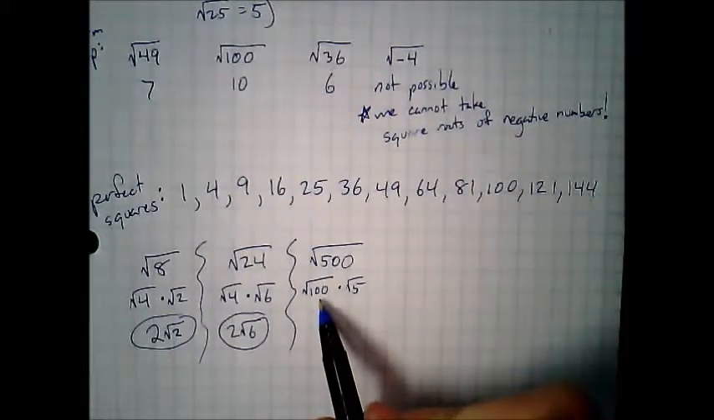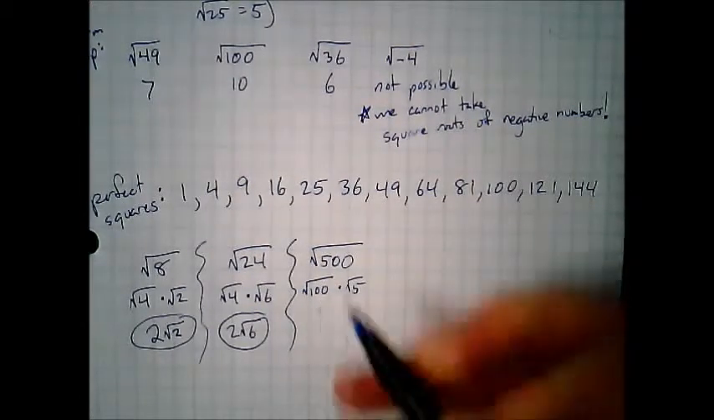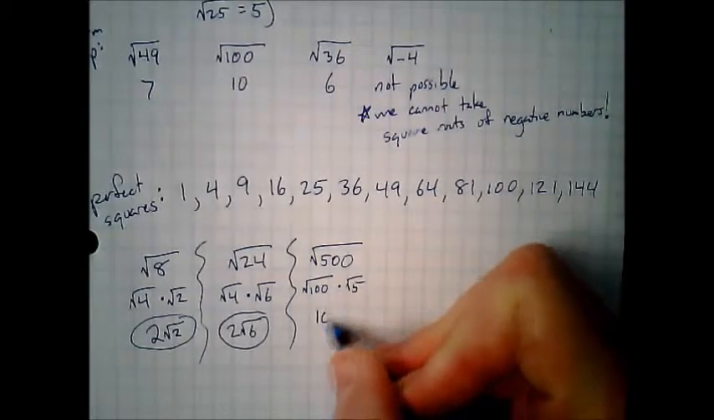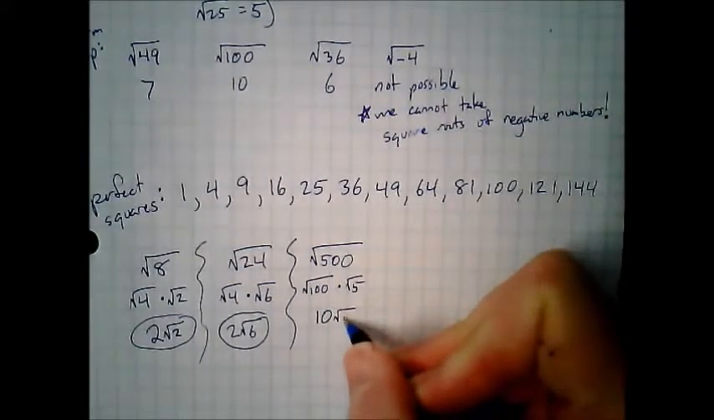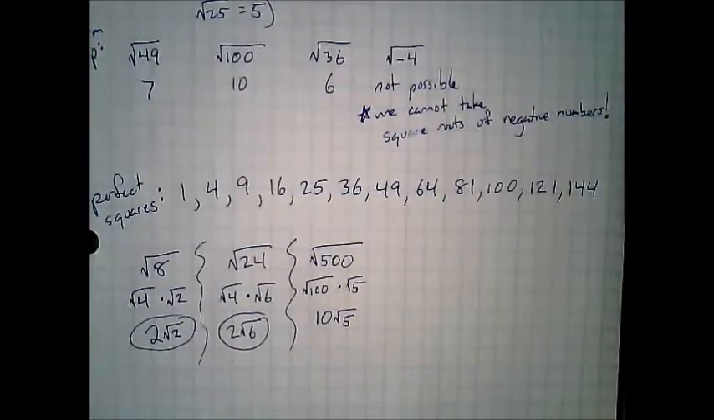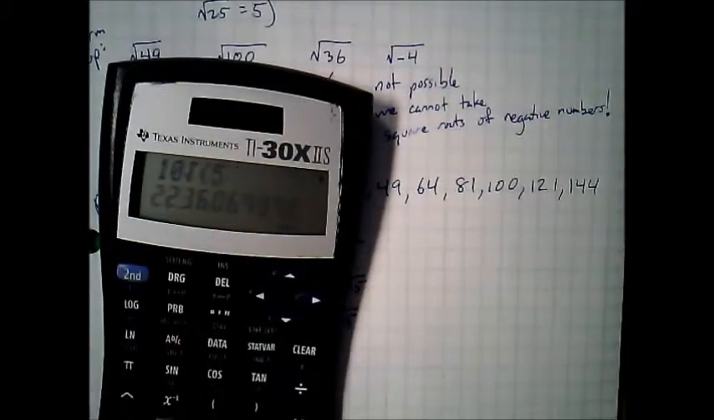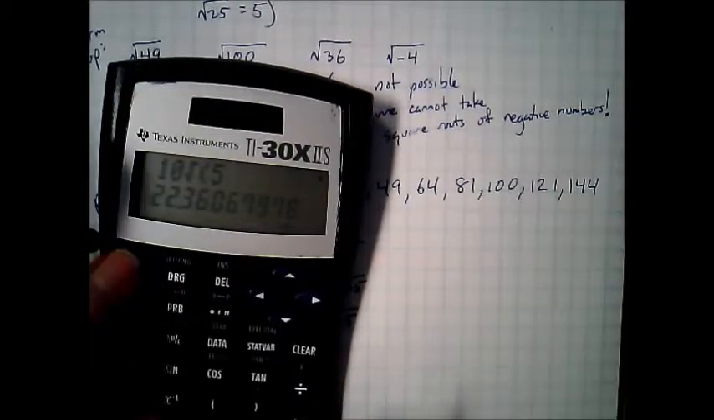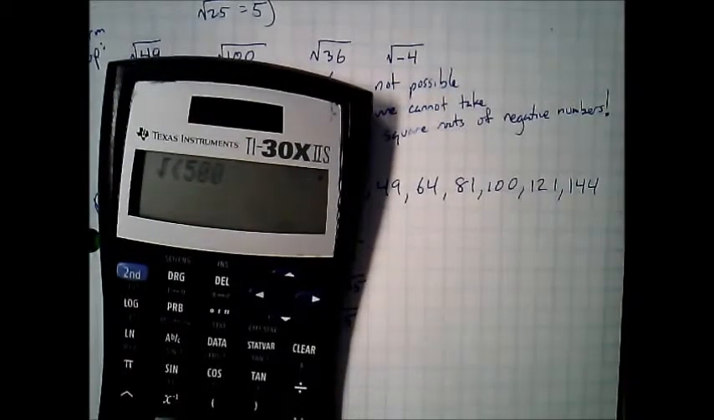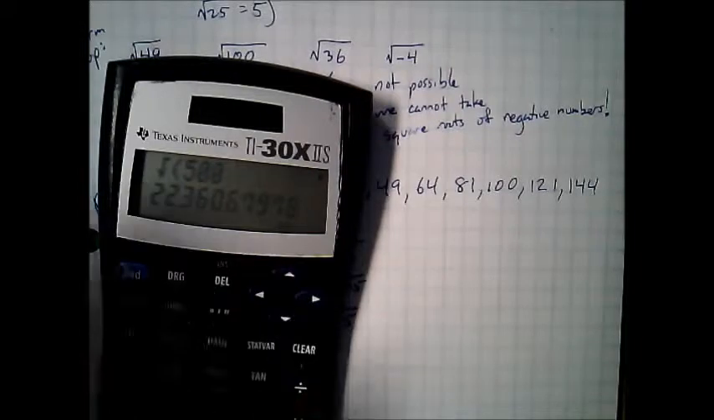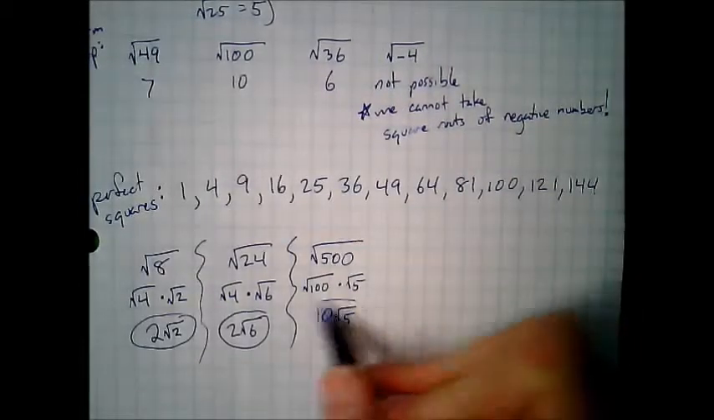Okay, then what's the square root of 100? What number times itself equals 100? And that's 10 times the square root of 5. Okay, we're just going to get in good habits. We're going to check our work. 10 times the square root of 5 is 22.36. So you better hope the square root of 500 is 22.36. And it is. So we know we did it right.